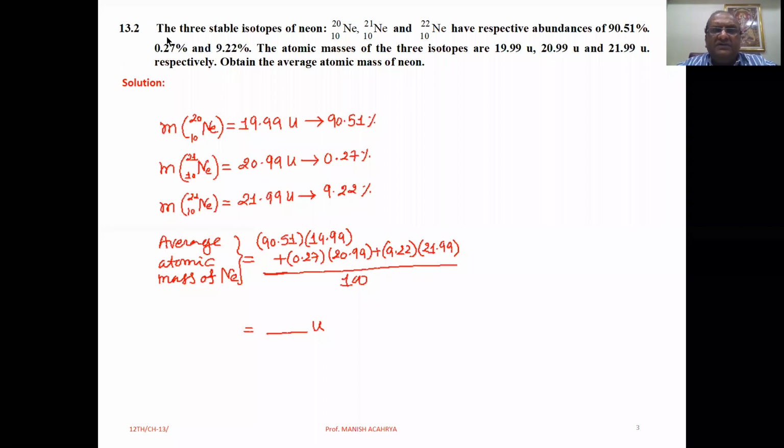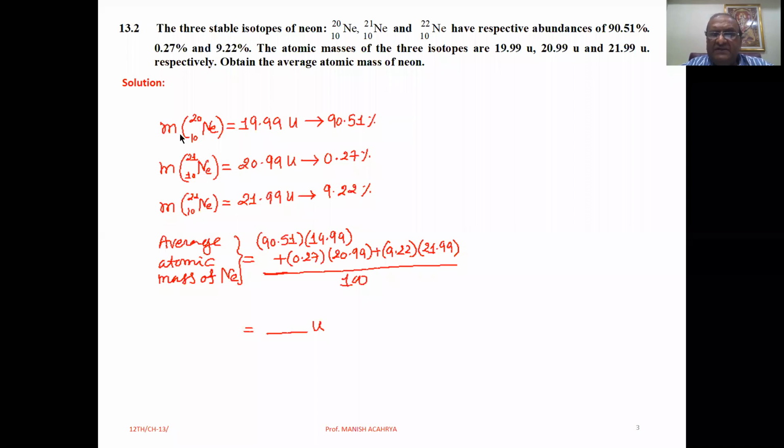13.2. The three stable isotopes of neon 10Ne20, 10Ne21, 10Ne22 have respective abundances of 90.51%, 0.27% and 9.22%. The atomic masses of the three isotopes are 19.99 U, 20.99 U and 21.99 U respectively. Obtain the average atomic mass of neon.